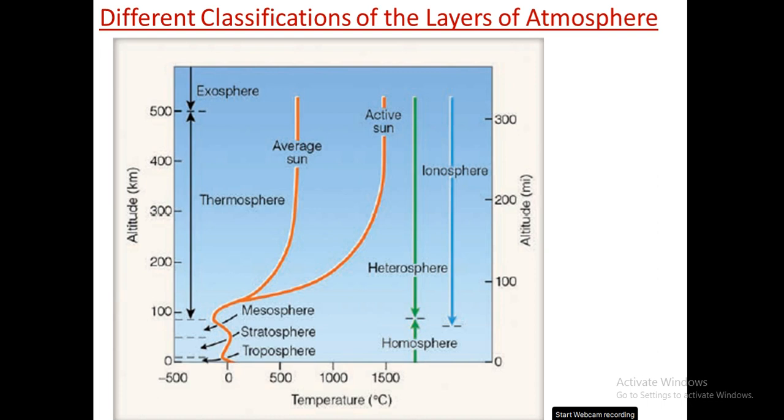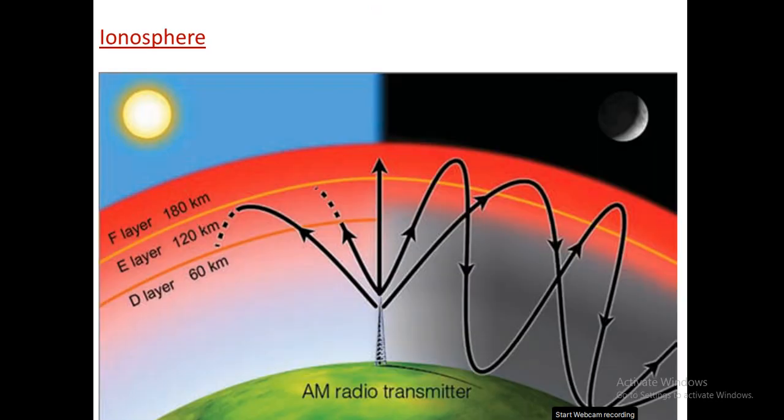Now let's look at the classification based on the electrical properties of the atmosphere. There is a layer or region in the atmosphere which is known as the ionosphere. The ionosphere is in the upper atmosphere, above 60 kilometers.